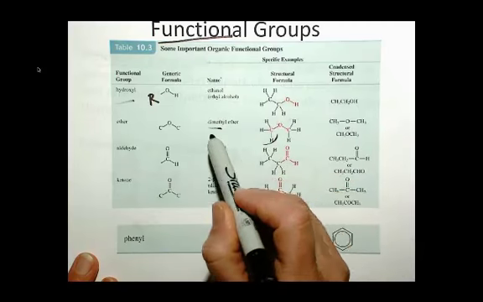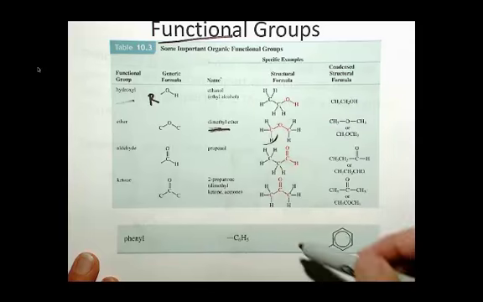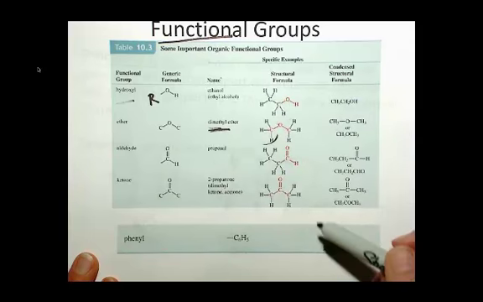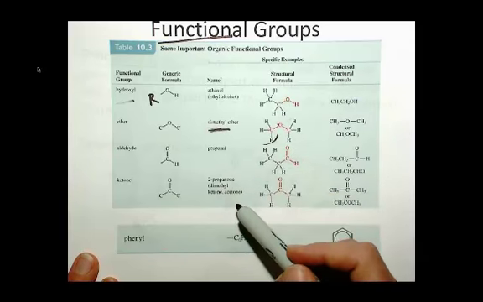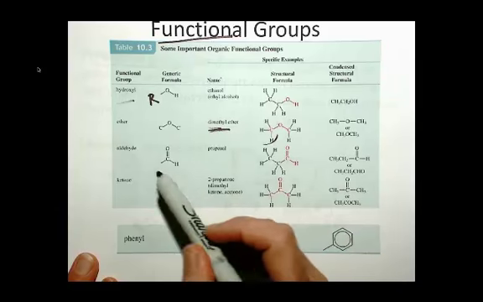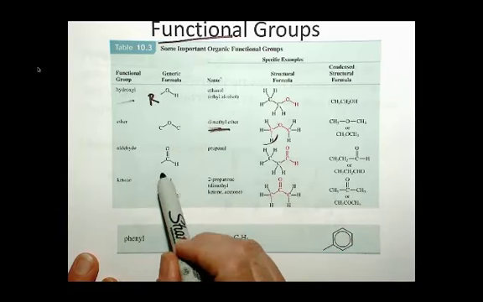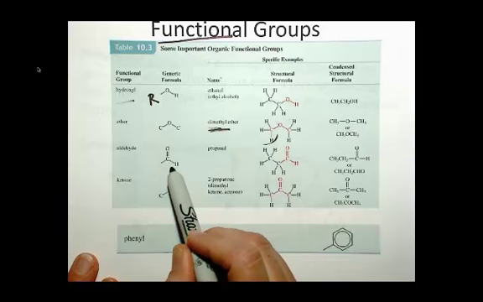I'm not going to expect you to name a bunch of big complicated organic molecules, but these very simple names you should be familiar with. Okay, the third type is the aldehyde, and this is the basic generic formula.